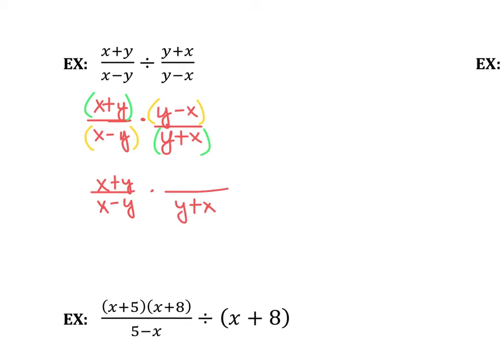Okay, so I paused the video and wrote a few of these factors as is. So x plus y is going to remain the same, x minus y is going to remain the same, and then y plus x is going to remain the same. Now I'm going to focus on further factoring this y minus x, and here's what I mean by that. If I factor out a negative 1, I will be left with x minus y.